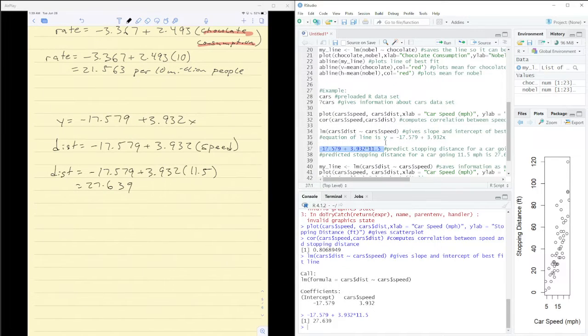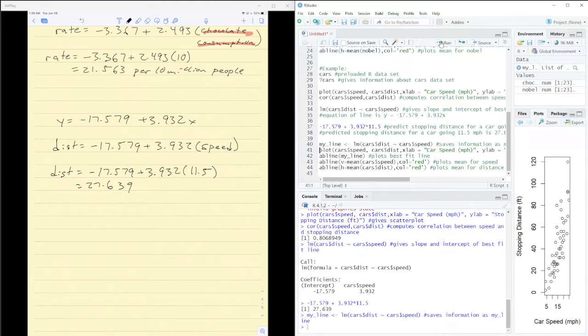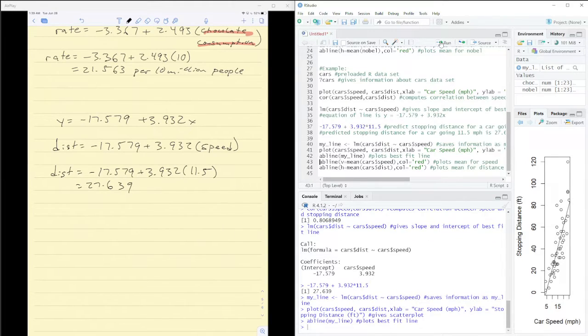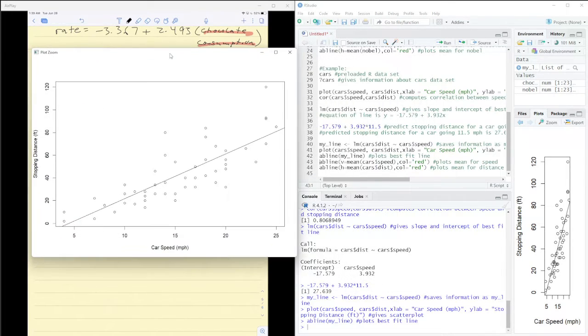Let's go ahead and plot that all. We'll do the same thing as last time. I'm going to save the line as my line. Make the plot. abline overlays the line. Okay. So we predicted 11.5, which is around here, I would guess. And we found what the height of that line is. What's the y value of this line at 11.5?